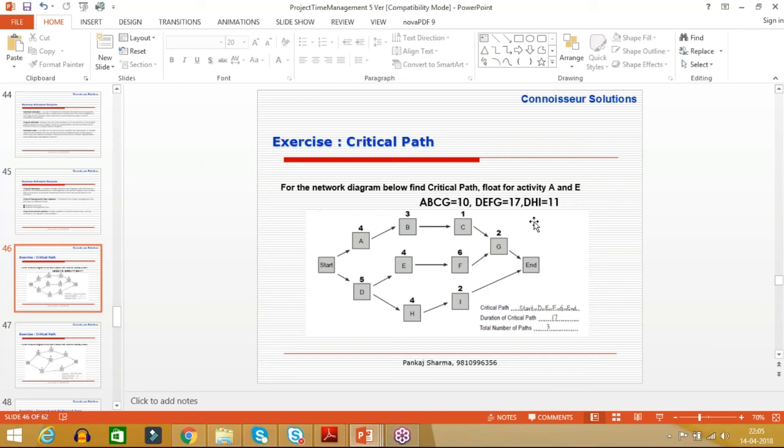So the longest path determines the duration of the project, or determines the time frame or the schedule of the project, and it is called the critical path. The duration of this project is 17 days, which is depicted by the path D, E, F, G. This path is called the critical path.